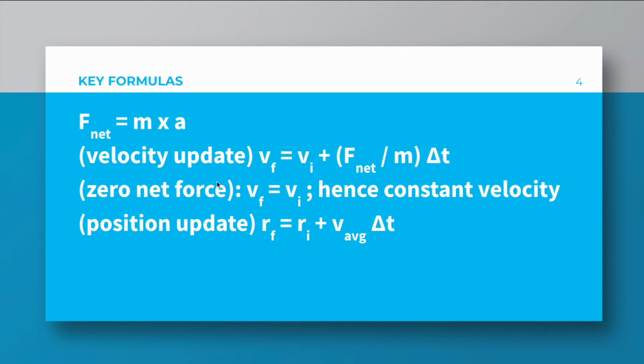So as you can see, when the net force is equal to 0, net force divided by mass will cancel out to be 0, which multiplied by change in time will also cancel out to be 0. This gives us the zero net force formula, which is that the final velocity is equal to the initial velocity, which also means that constant velocity is achieved.